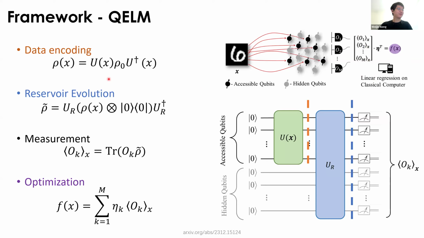I want to remark that here, in contrast to the hidden qubits, we just assume the initial state is 0 for the accessible qubits. We denote it as 0, 0 because we will choose the eigenbasis of the encoding generator as the computational basis.